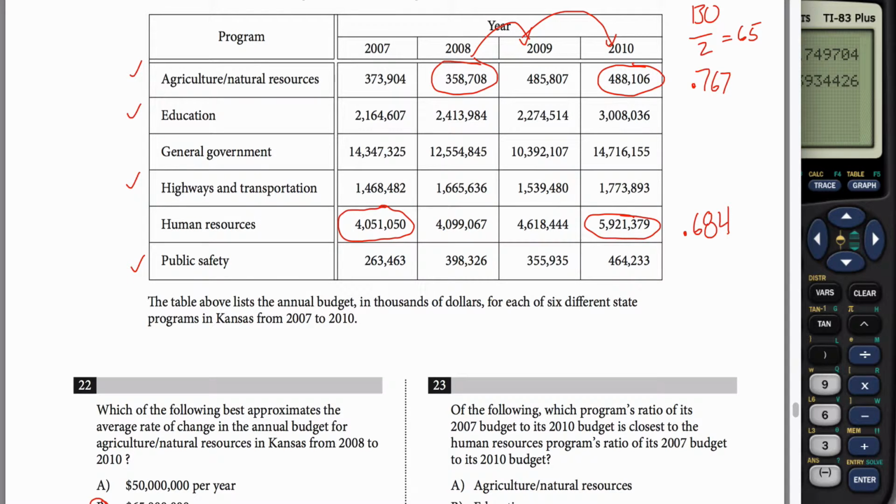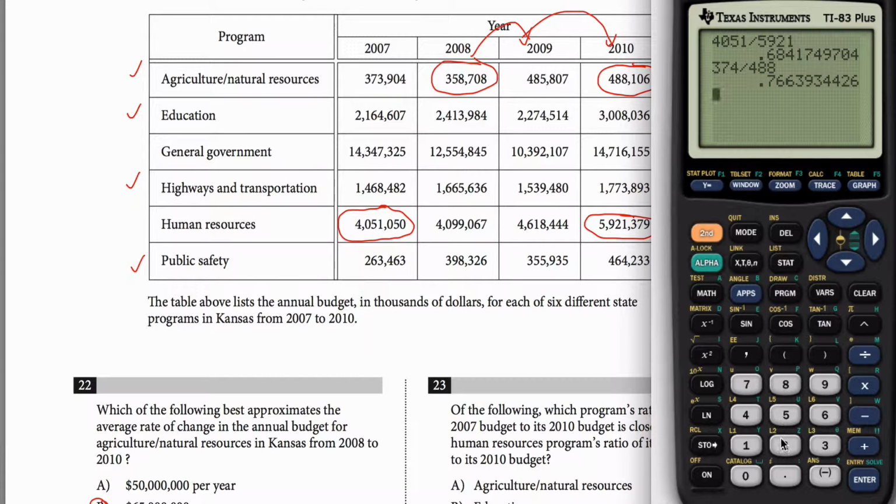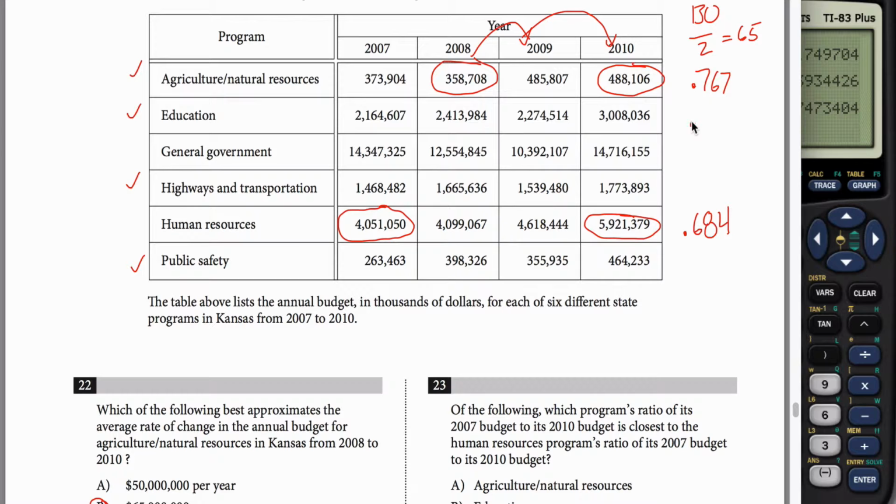and I get 0.767. Close, but not that close. What about education? Well, for education, I would get 2165, I guess, if I'm rounding, divided by 3008. And that gives me 0.71, 0.720, I guess. I'm getting pretty close. Certainly closer than that one, so I know that this is not my answer.